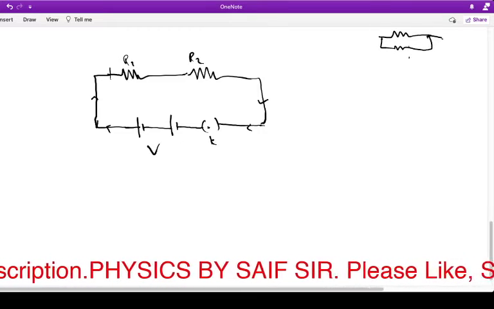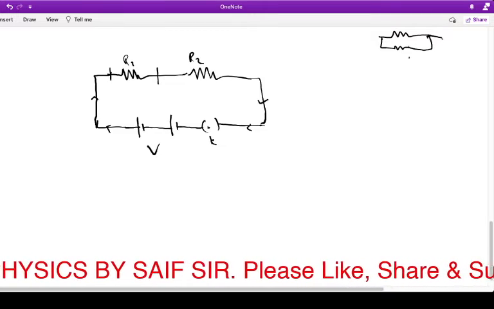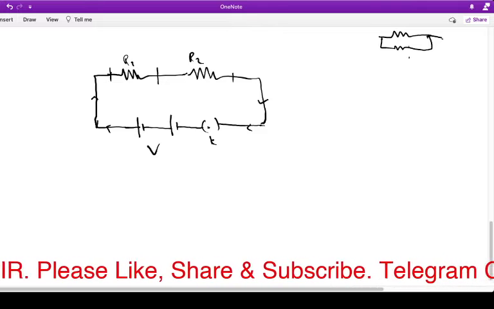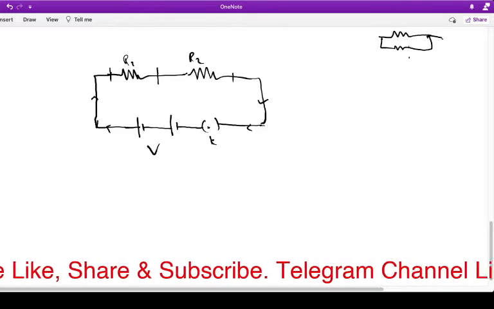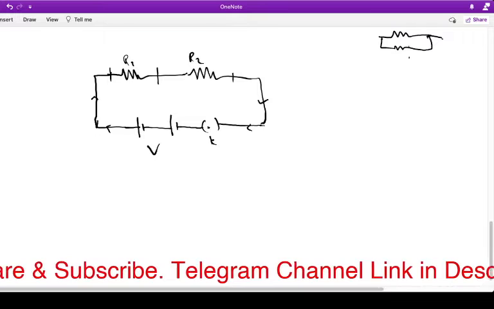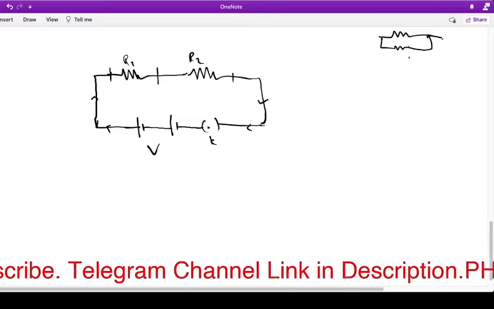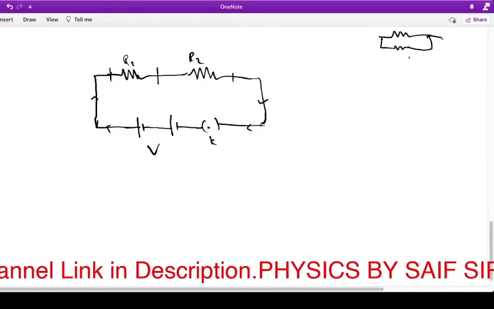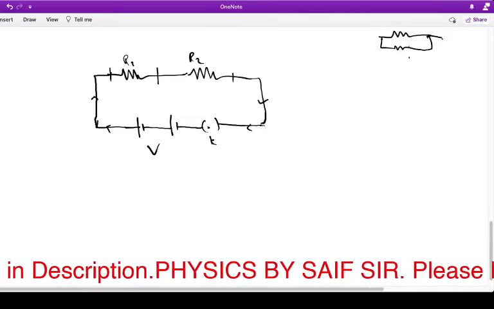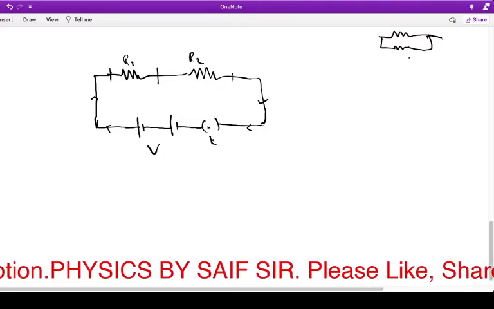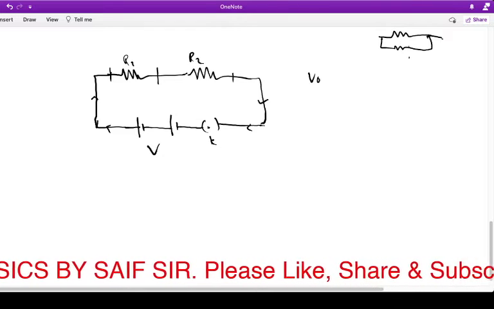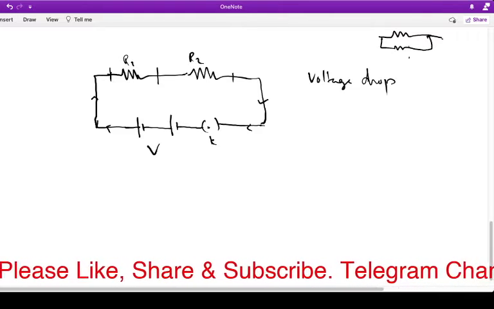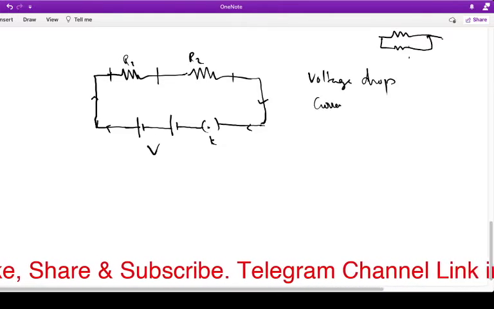Here is the point where R1 starts, and here R2 will start, and here it will end. The point is that the current doesn't drop if the resistances are in series. There is no drop in current, but there is a change in voltage. The voltage will get dropped. So here the voltage drops, and in current there is no drop.